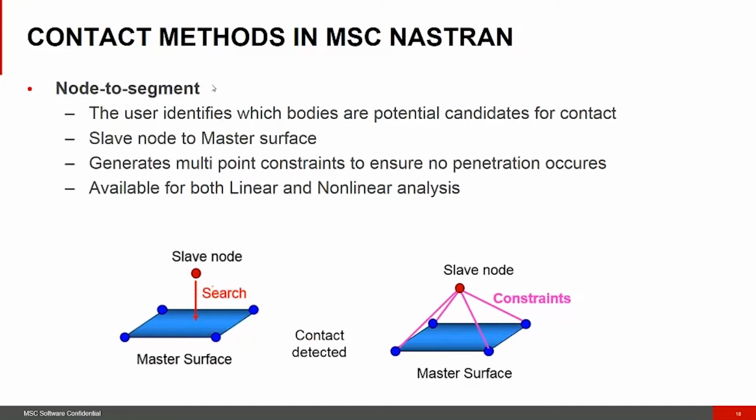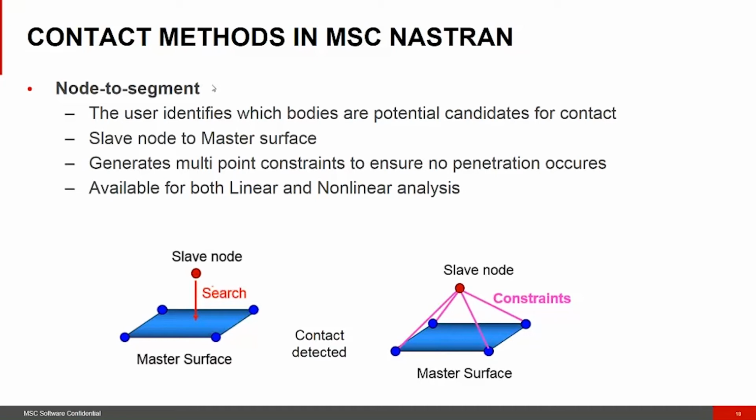And once the search is started and the contact is detected, then it's going to project it and create the constraints. But the user has to identify which bodies are the slaves and the masters. So this is one thing that can be hard sometimes. So we have some tips that I will show you in the end. And it will create multiple constraints if you're using glue or if you're using node-to-segment to make sure that there is no penetration that is occurring between the bodies. And it's available in both linear and nonlinear analysis.